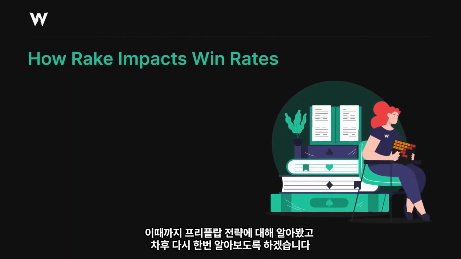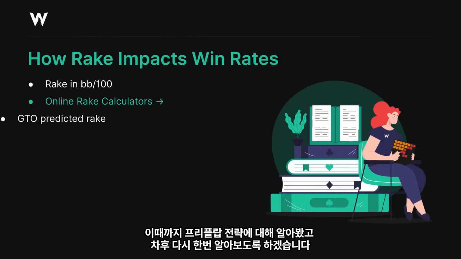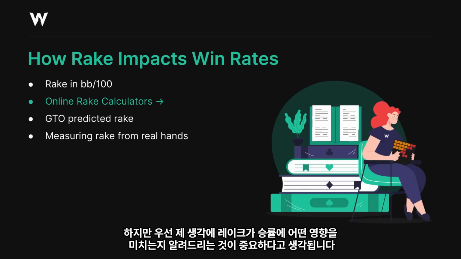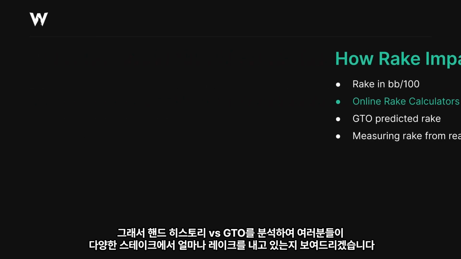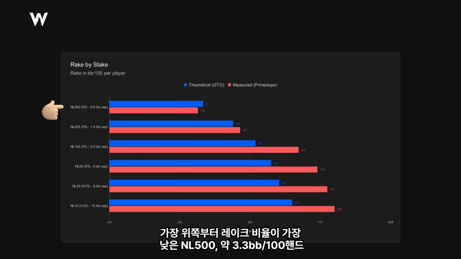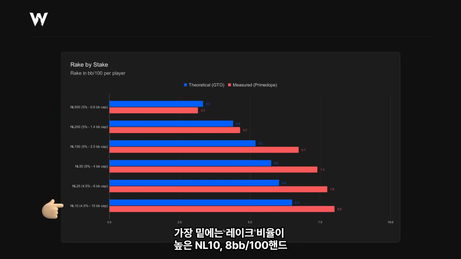All right, we've touched on some pre-flop strategy, and I'll circle back to strategy later in this presentation, but first, I think it's important to show you how rake impacts win rates. So what I've done is I've graphed how much rake you pay at different stakes from GTO against measured hand history data. At the very top of this graph, we see NL500, which has low rake. You expect to pay approximately 3.3 big blinds per 100. At the very bottom of this graph, we have NL10 with high rake, and here you expect to pay about 8 big blinds per 100.